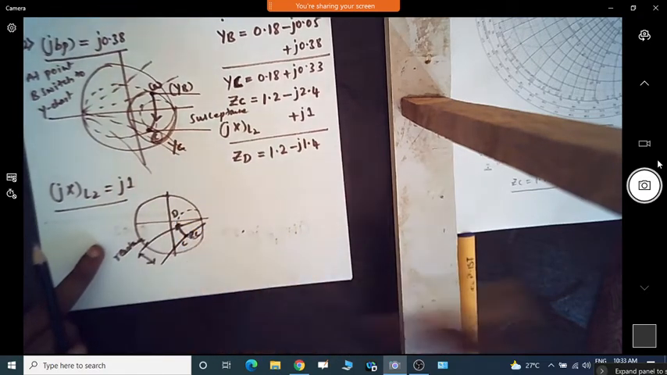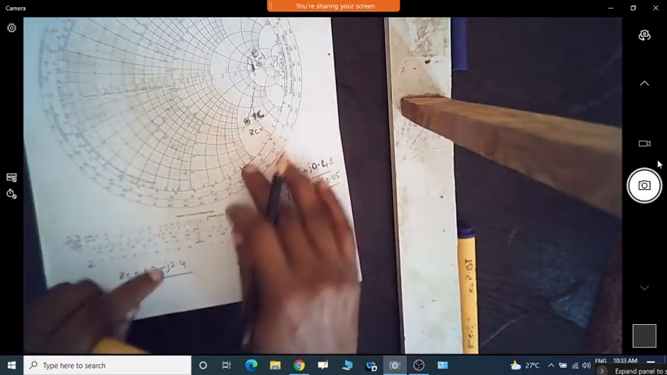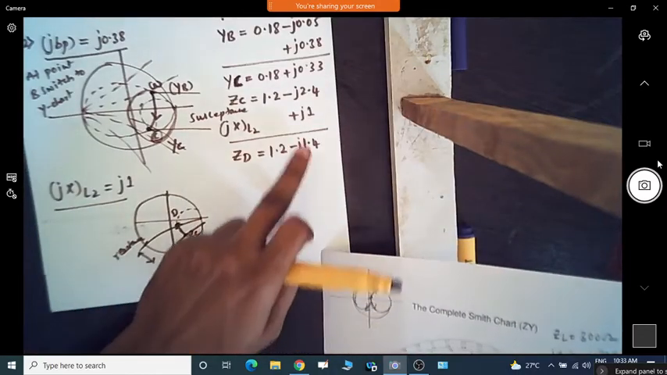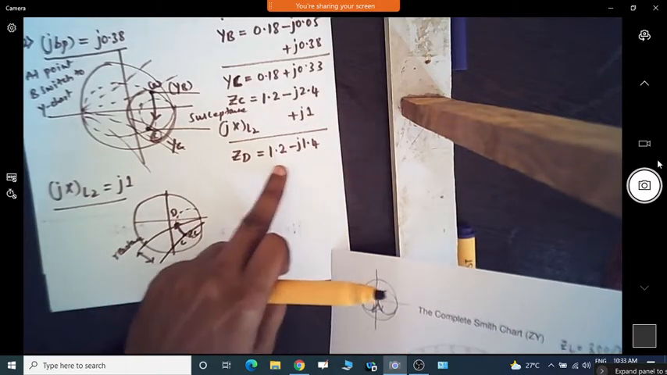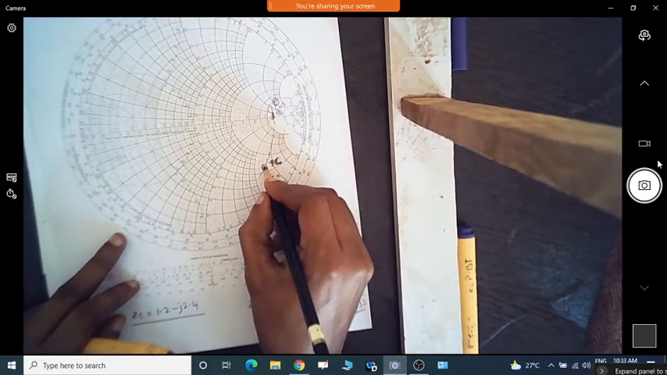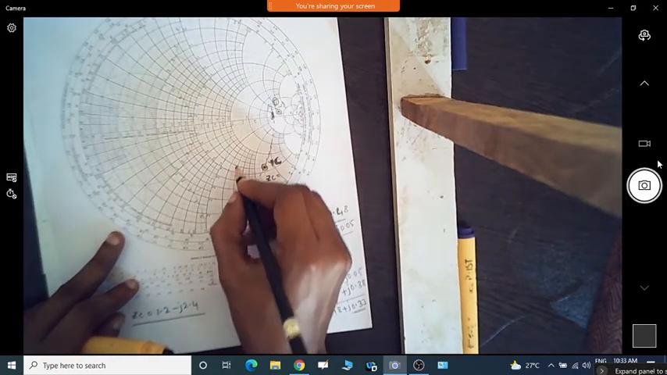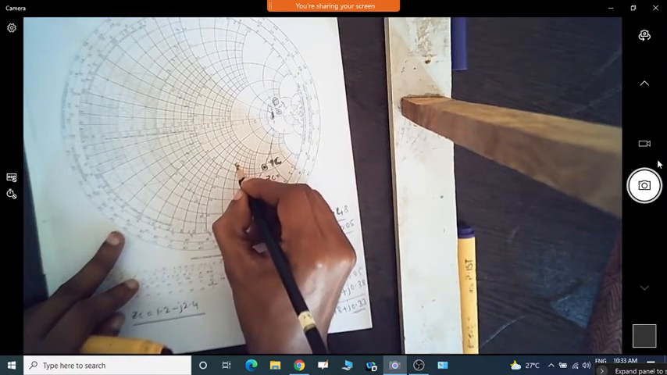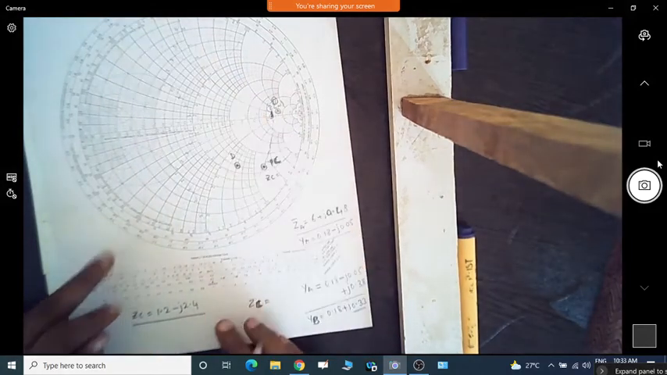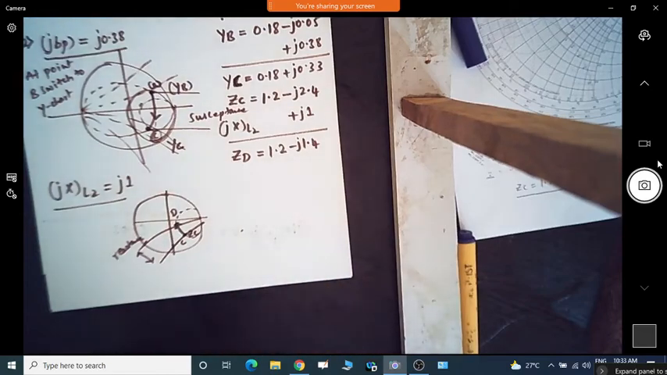Now we need to locate the point D on the Smith chart. I am adding the reactance value j1 and getting the resultant value here. I will locate this resultant point D, where it is 1.2 minus j1.4. So this is the new value at point D. Now we have the impedance value at point D.